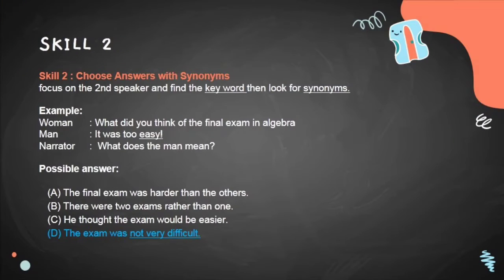And next, skill number 2. Choose answer with synonyms. On this skill, don't forget to focus on the second speaker and find the keyword, then look for the synonyms. And the second speaker here is the man. He said easy. And it has a meaning of not very difficult. The answer is D.